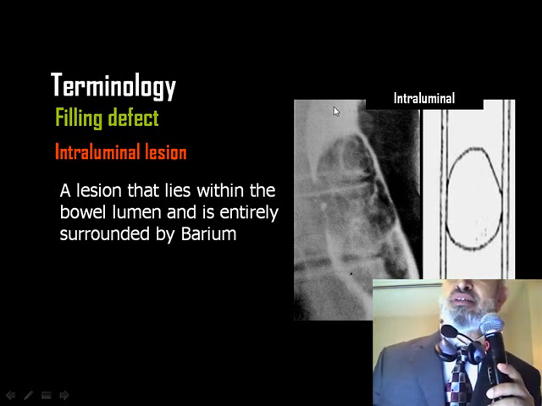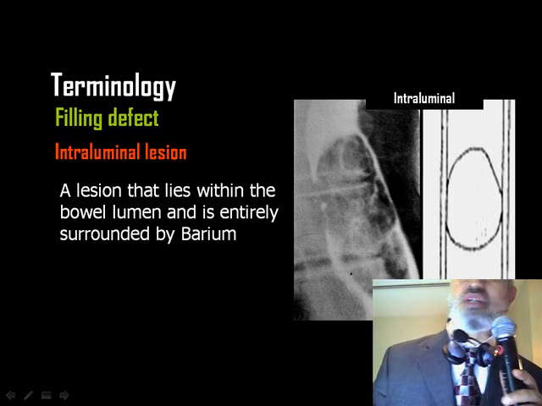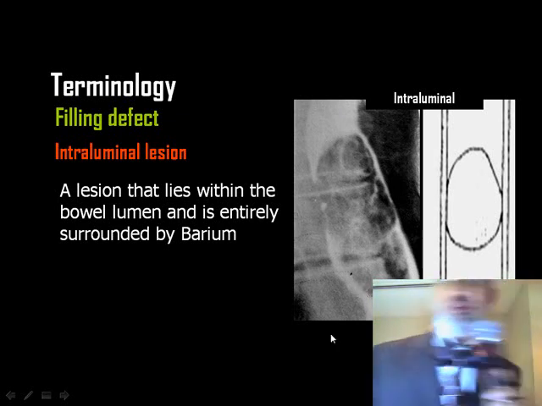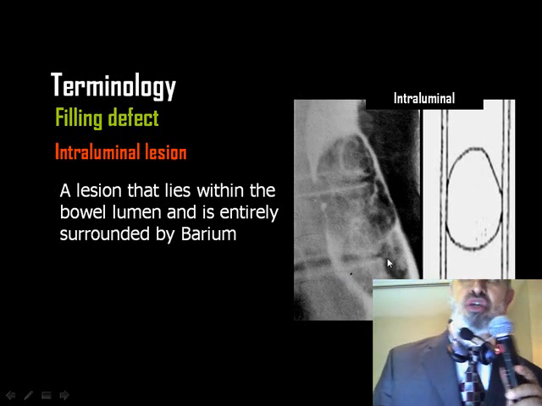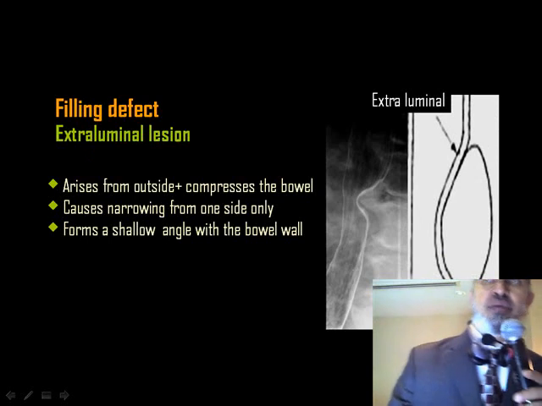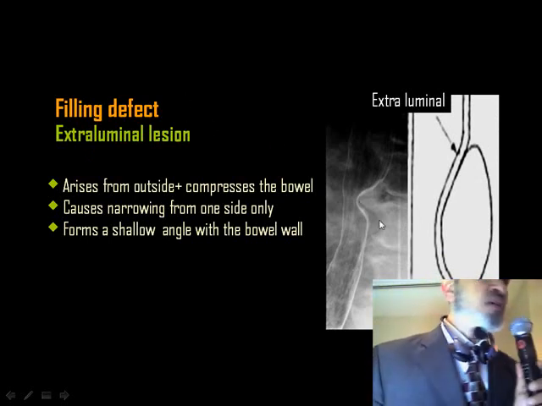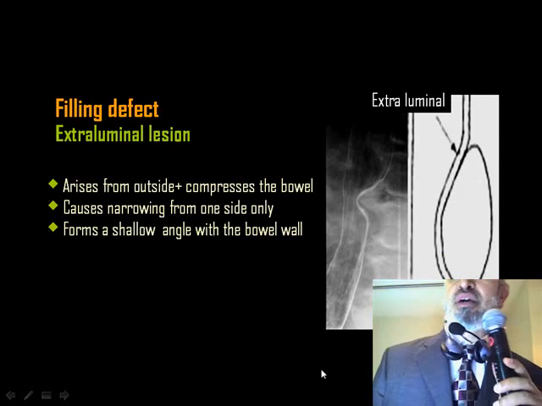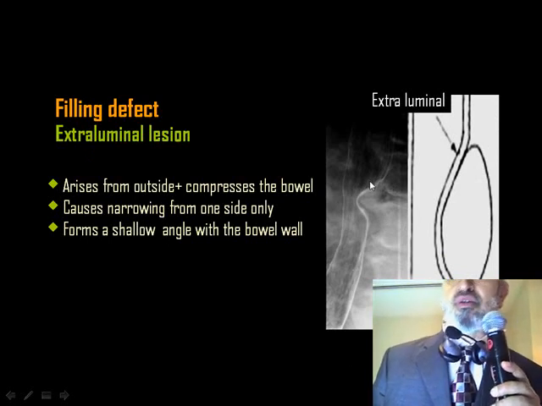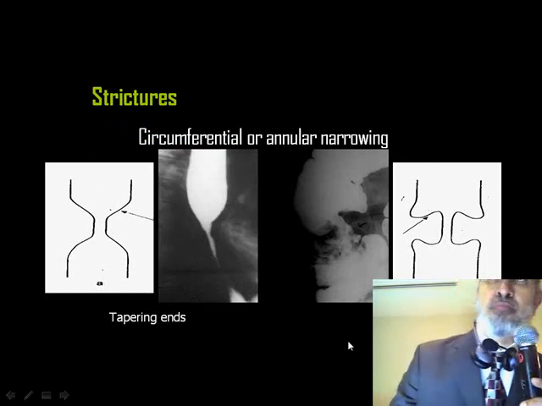This is an esophagus. The upper part is filled, the lower part is filled, and this area which is occupied by the lesion is not filled with barium. Then you call this a huge or an oval shaped filling defect inside the lumen. You may also get a filling defect from outside the lumen, something outside the lumen which is compressing the esophagus, for example, in this particular image.